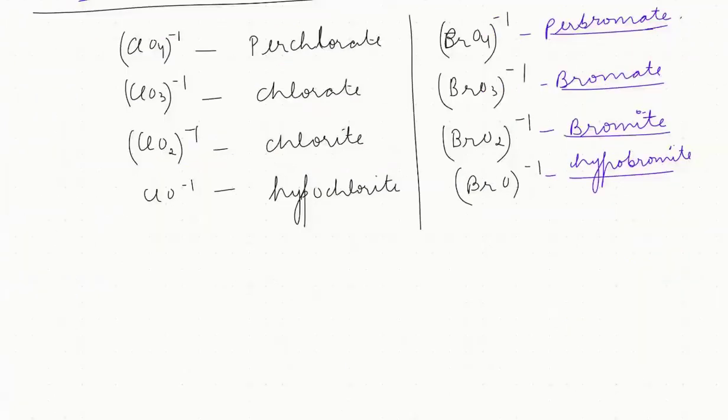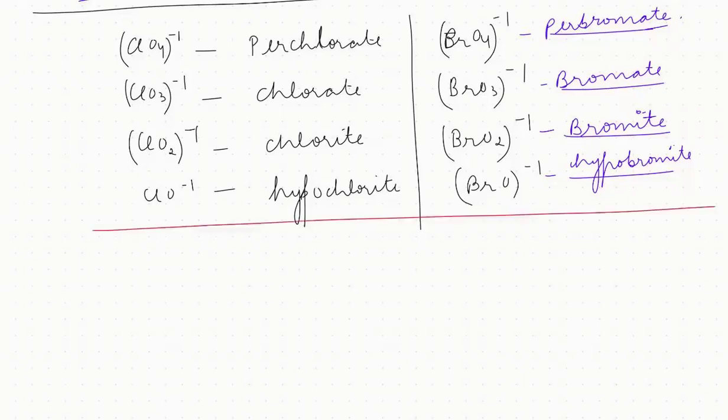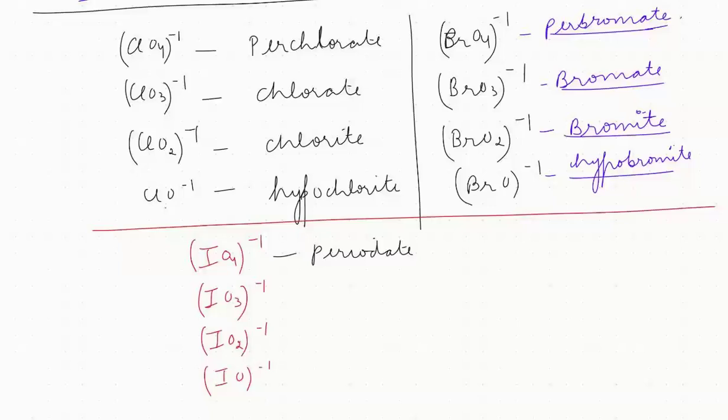That is one part. So we would have perbromate, bromate, bromite, and hypobromite, and perchlorate, chlorate, chlorite. Similarly, we would have IO4 minus 1, which would be periodate, this would be iodate, this would be iodide, and this would be hypoiodite.